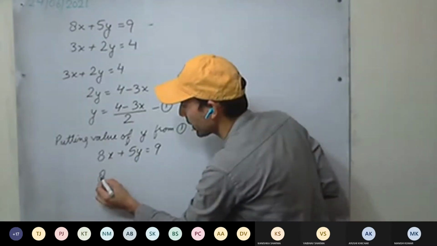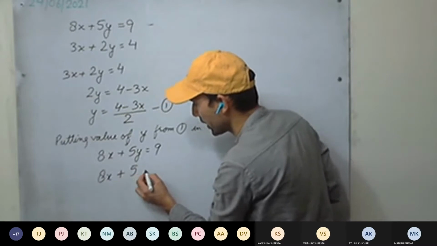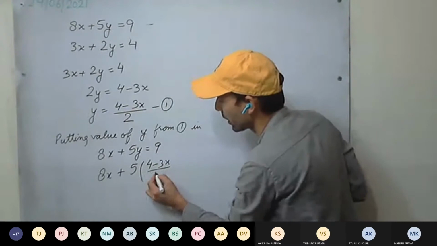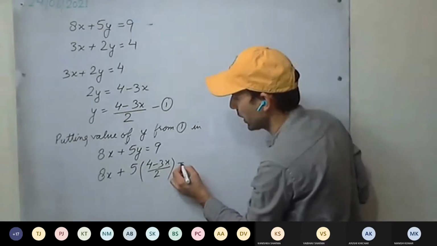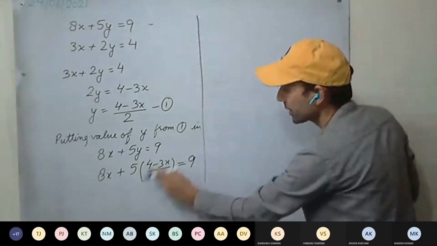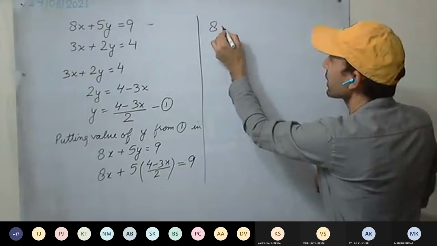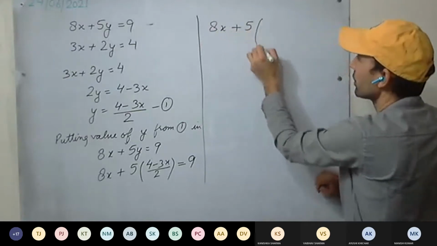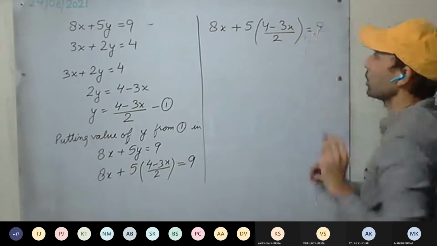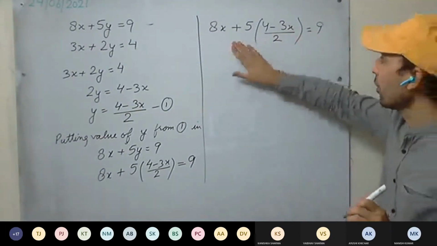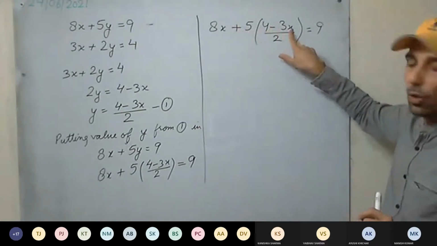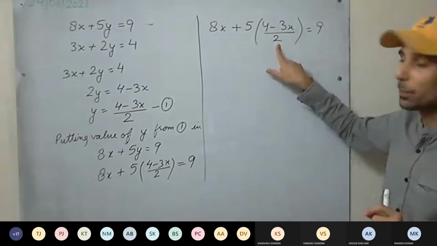Now write it: 8x plus 5. Instead of y, we are going to put (4 minus 3x) divided by 2, equal to 9. This is clear. I'm writing the same equation here: 8x plus 5 times (4 minus 3x) divided by 2 equal to 9. Now it's up to you how you proceed. You may first open the bracket, or you may remove the denominator. It's up to you.